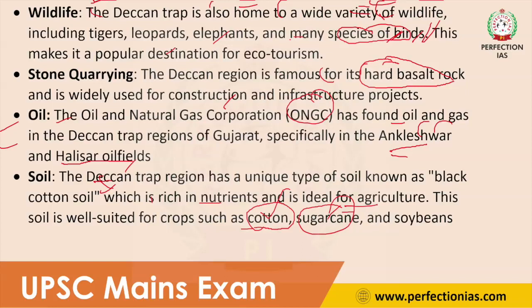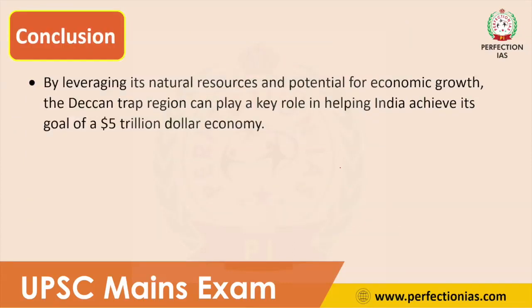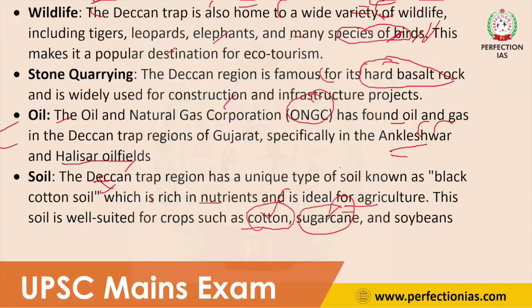Like I have already said, you can draw the map of Deccan Trap and mention some of the important locations. We have seen the Ankleshwar oil field, some national parks, the Koyna Dam, and important rivers. You can mark all the important locations on your map. So this is the first part of the question. In the second part, you can write about some of the major challenges this region is facing.